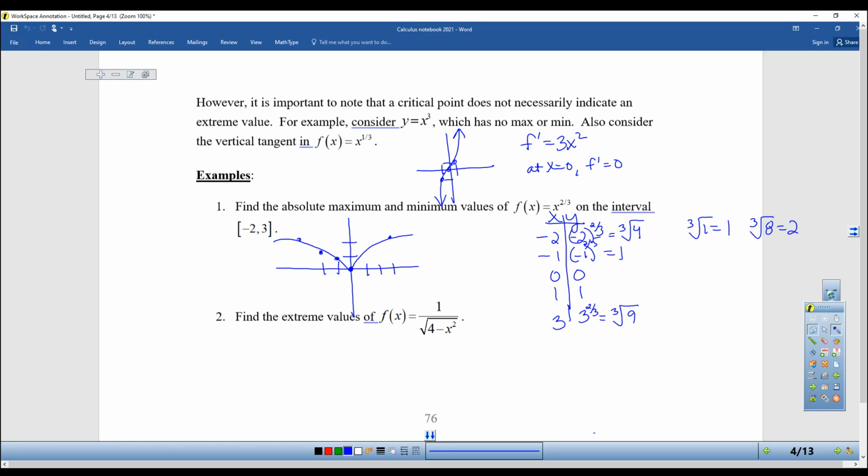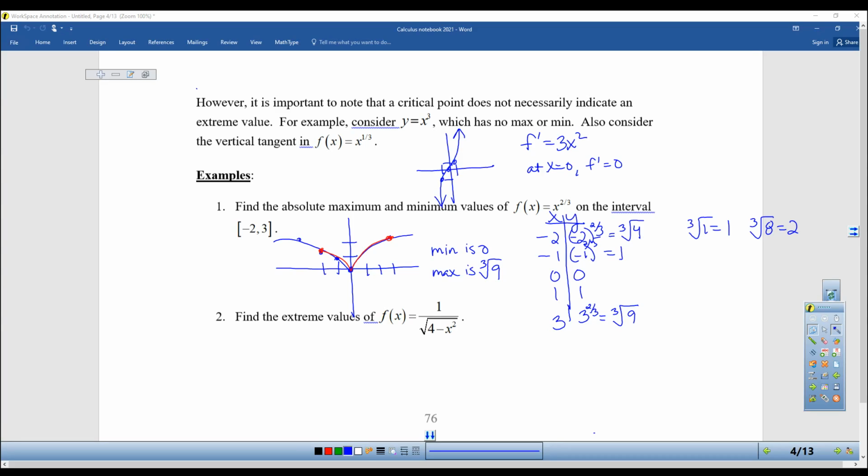So it says find the absolute maximum and minimum value. I didn't need the derivative. I can just see it. So the minimum is 0. Now remember, this graph was supposed to start here, go down, and then go up to there. So the maximum value is going to be that 3 point, which is the cube root of 9.